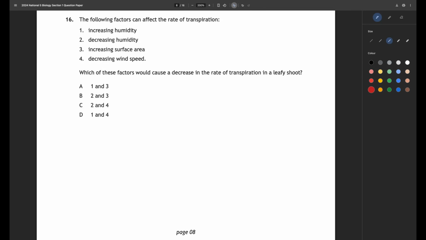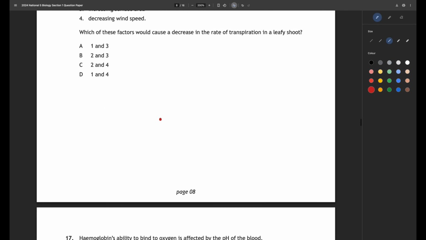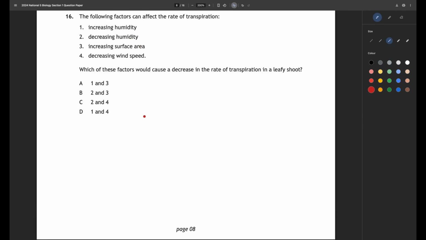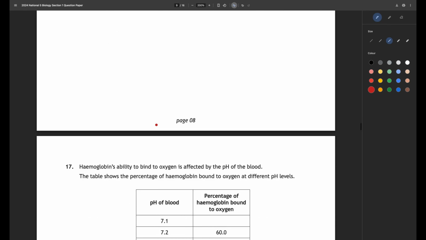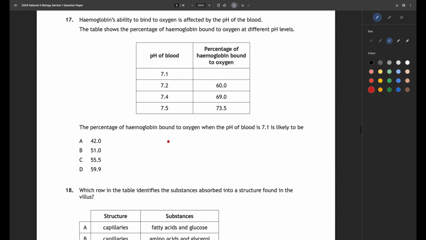Remember, humidity is the one where it's the opposite. Humidity increase would cause a decrease in transpiration. So that's going to be 1 and 4 are our correct answers there. Okay, so if you got that one wrong or you're still not sure about that one, do look over the factors that affect the rate of transpiration again, and remember which ones, when they increase, cause an increase in transpiration, and which ones, when they decrease, will affect transpiration similarly. Okay, so the answer for this one is D, 1 and 4. Okay, remember humidity is the odd one out in terms of the factors. When humidity goes up, transpiration goes down and vice versa.